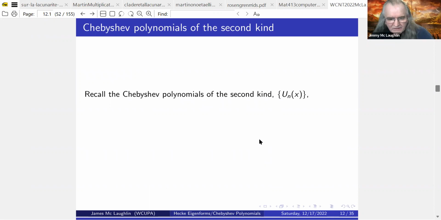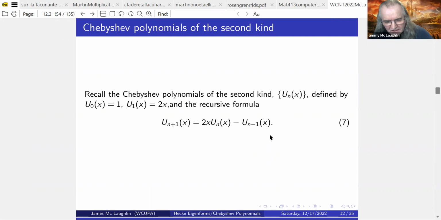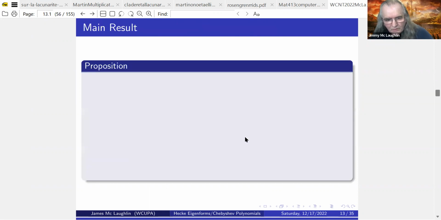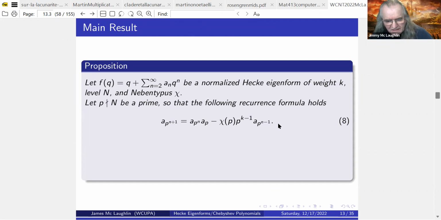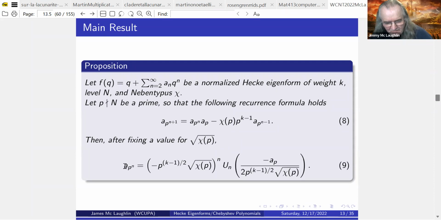So first of all, recall Chebyshev polynomials of the second kind. They're defined, as you see here, for U of 0 and U of 1, and then recursively by this recursive relation. And now what we found was that if f of q is a normalized Hecke eigenform, and suppose this is the recurrence relation at prime powers, then we have this formula for the coefficient at p to the n in terms of the coefficient at p. It's namely a certain expression involving the nth Chebyshev polynomial.